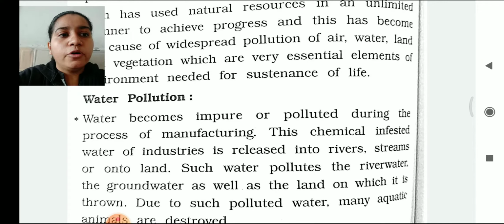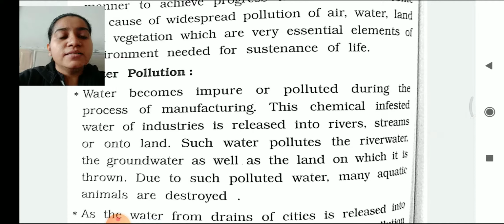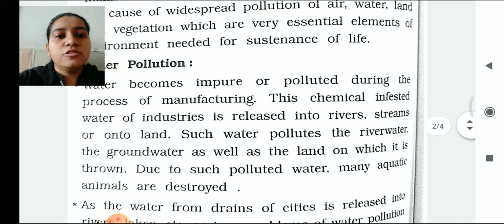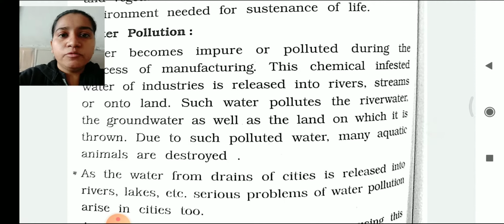Water becomes impure or polluted during the process of manufacturing. The chemical infested water of industries is released into rivers, streams or onto the land. Such water pollutes the rainwater, the groundwater as well as the land on which it is thrown. Due to such polluted water, many aquatic animals are destroyed. As the industries use water in the process of manufacturing, the dirty water which is removed from the industries is thrown or released into the rivers, streams or lands, and hence they pollute the river water, groundwater as well as land.